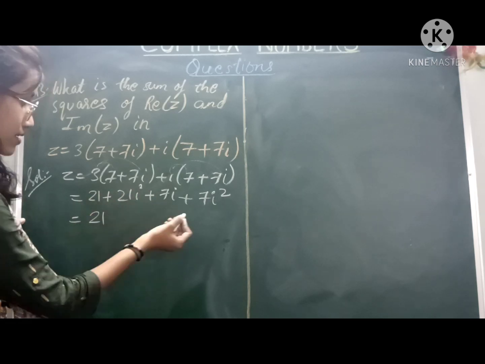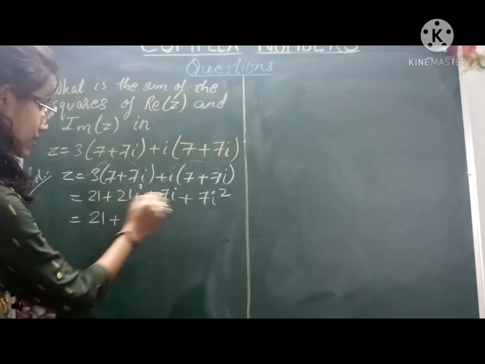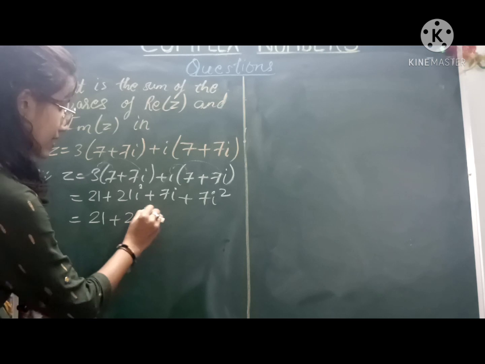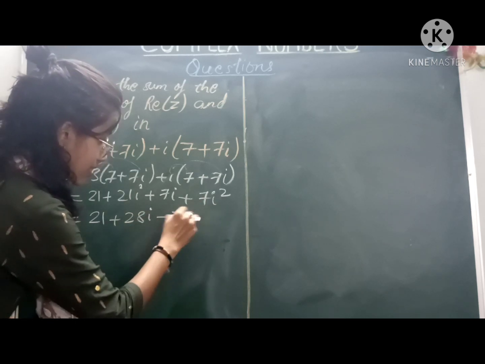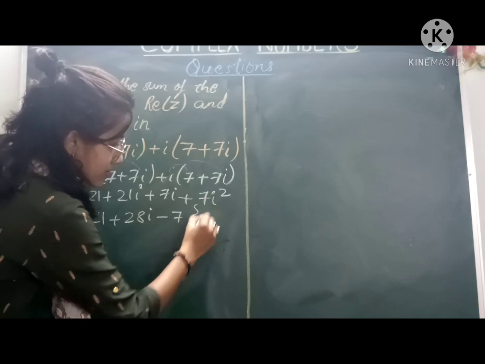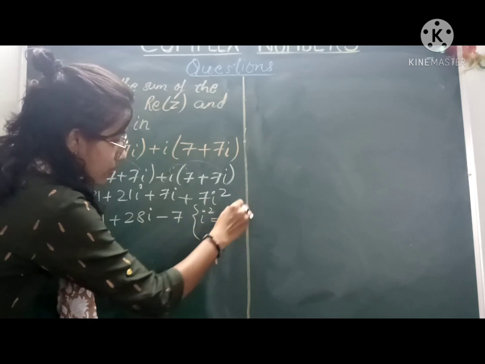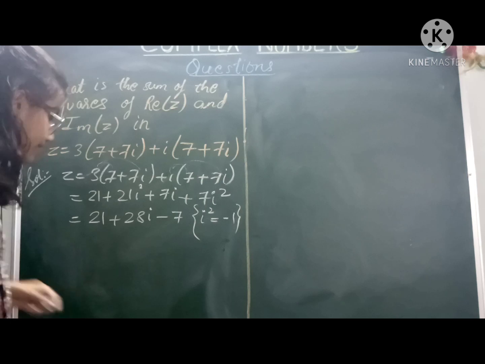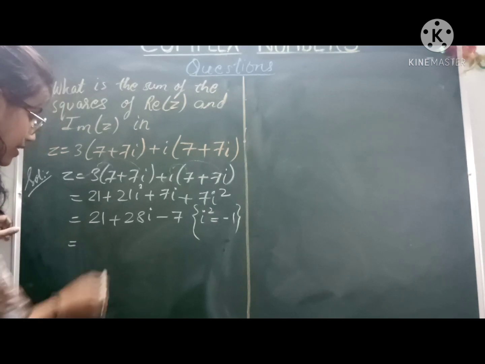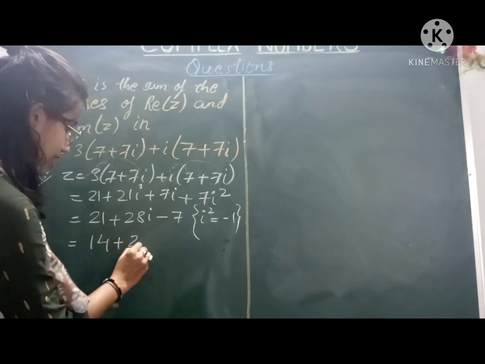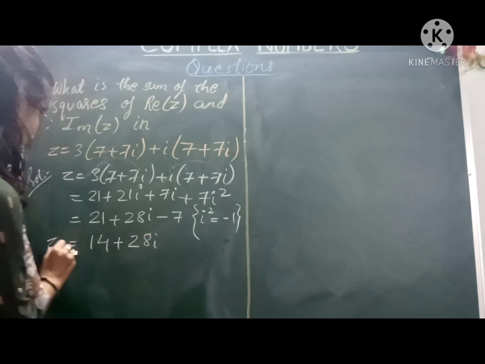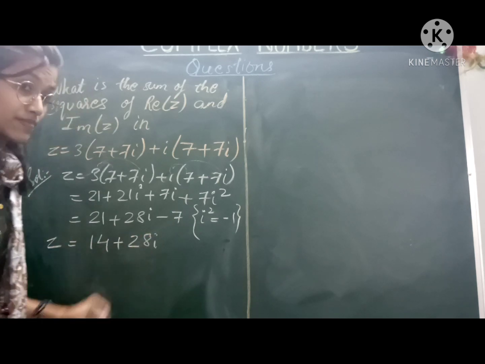21 plus this is 28i and here it is minus 7. How? Because i square equals minus 1. We know the value of i square. Now from there 21 minus 7 is 14 plus 28i. The value of z is 14 plus 28i.